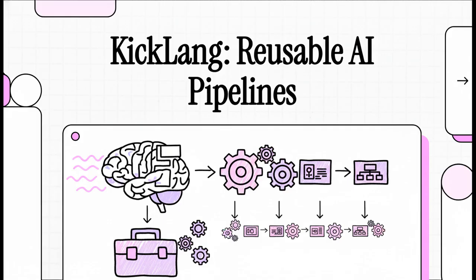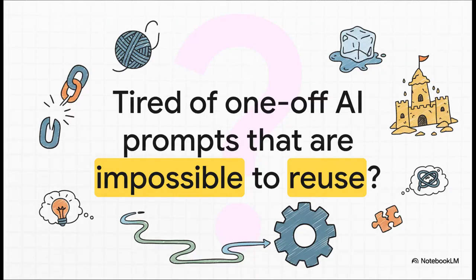Let's dive into KickLang. You know the feeling, right? You've been there. You spent all this time getting the perfect multi-step prompt, and you get this amazing result. But then what? It's just stuck. It's stuck in a chat window. It's an absolute nightmare to try and explain to a teammate. And if you want to adapt it for a new project, you're basically starting from scratch. It's powerful, yeah, but it's just so brittle.